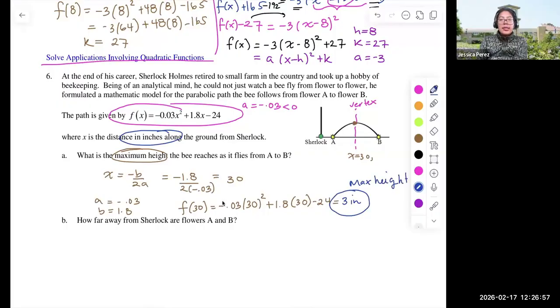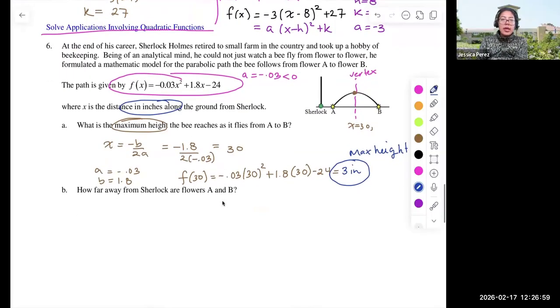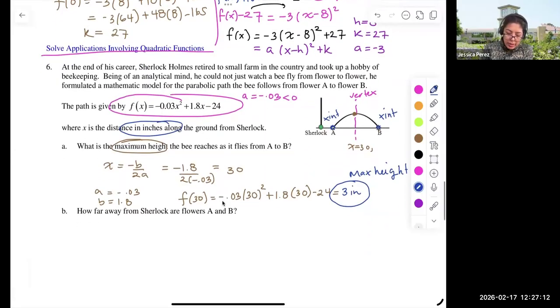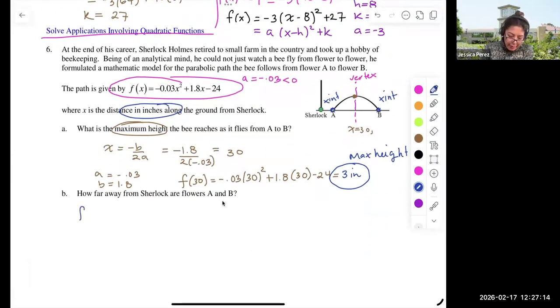Okay. Next up, we're looking at how far away flowers A to B are. So that means we're actually looking for the x-intercepts of the parabola. To find that, we have f of x, set that equal to 0. 0 equals negative 0.03x squared plus 1.8x minus 24.